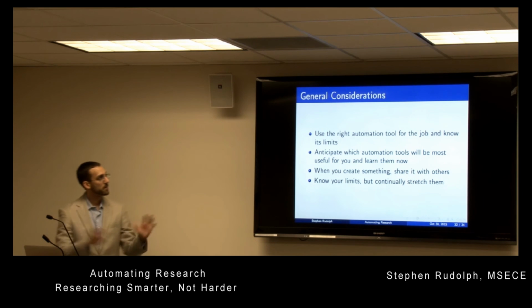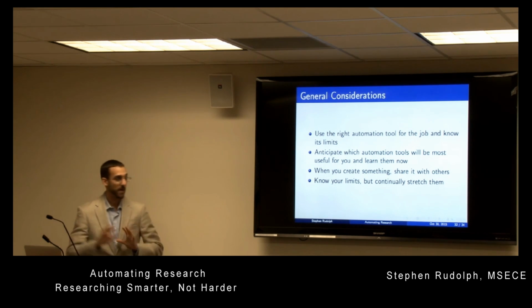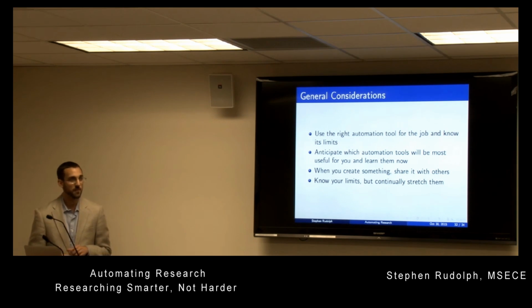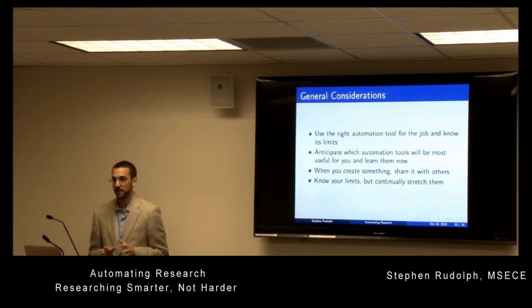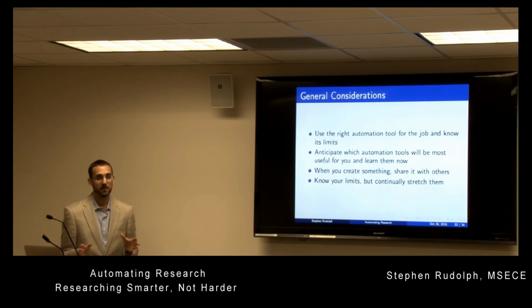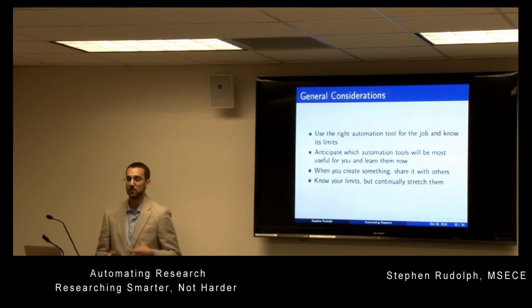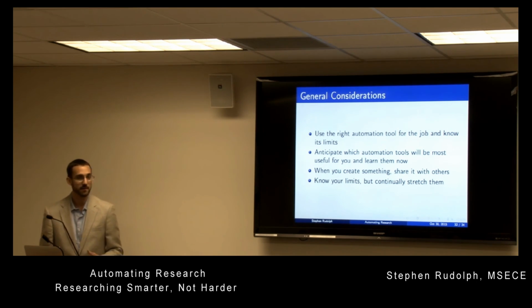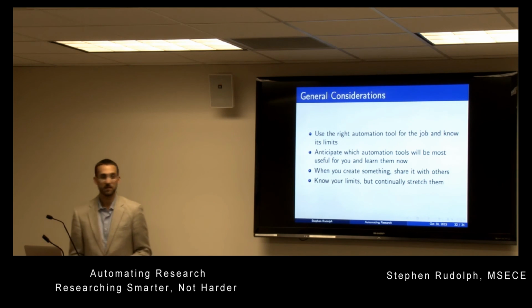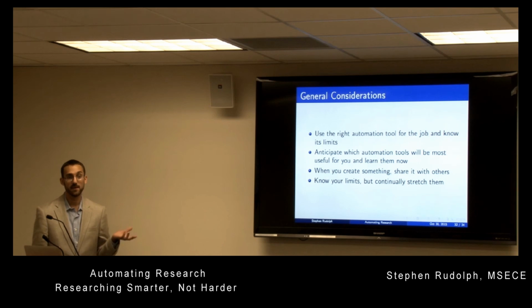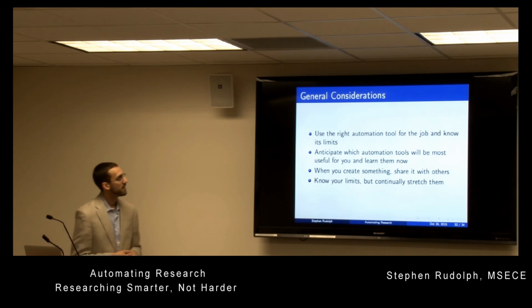So to summarize and sort of wrap this up, it's important to use the right automation tool for the job so that you're not completely frustrated and you know what the limits are, you know what you can and cannot do with it. Start anticipating which automation tools are going to be the most useful for you to learn in the upcoming years, the things that you're actually going to be able to take advantage of, and learn them now. So that when you get to the point where you have to decide whether or not to automate, you don't have to stop and learn something.